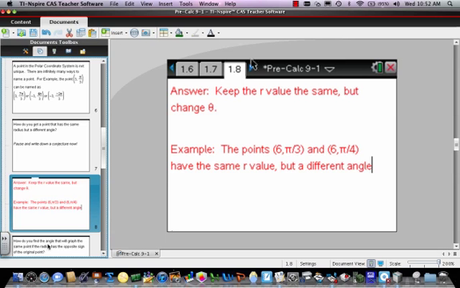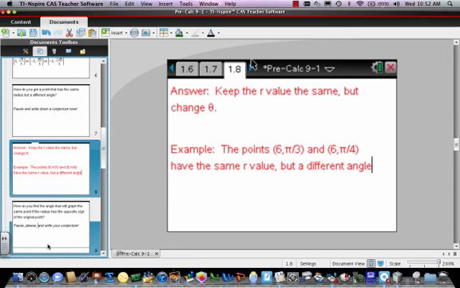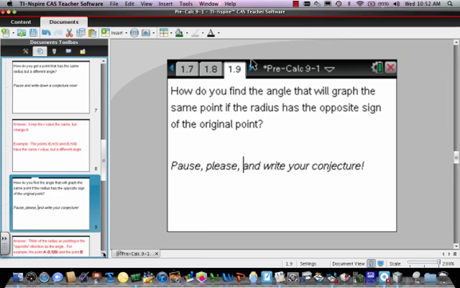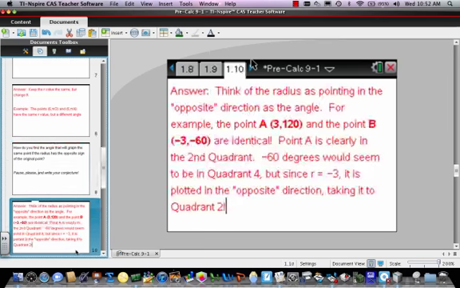Okay, how do you find the angle that will graph the same point if the radius has the opposite sign of the original point? We'll talk about this in the next slide. You could pause and write down a little conjecture at this point. Think of the radius as pointing in the opposite direction as the angle if you're going to change it.